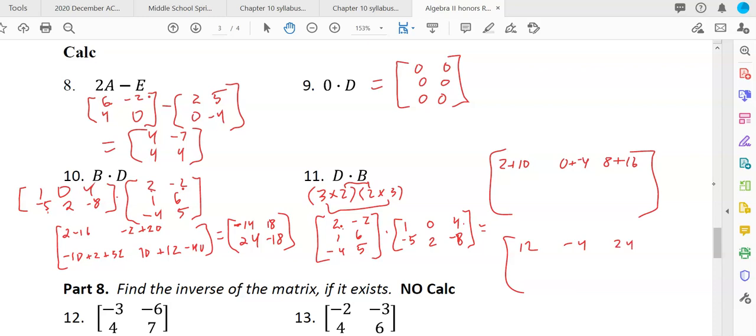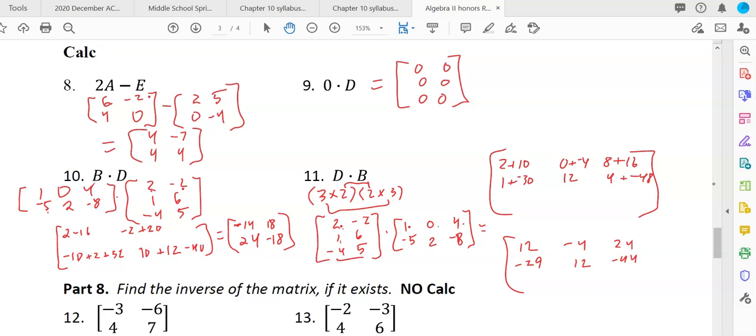And this would be 1 times 1 is 1, plus 6 times negative 5 is negative 30. So I think negative 29. 1 times 0 is nothing. 6 times 2 is 12. So 0 plus 12 is 12. 1 times 4 is 4, plus 6 times negative 8 is negative 48. Negative 44.